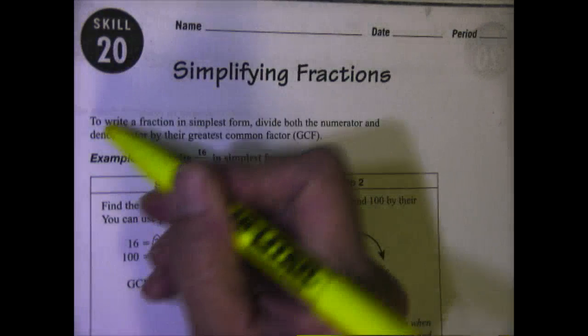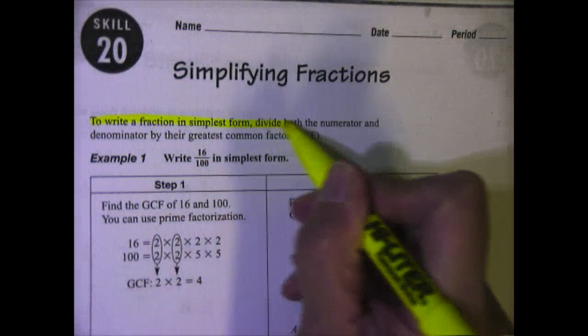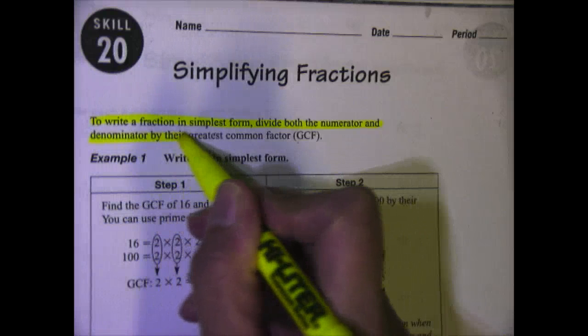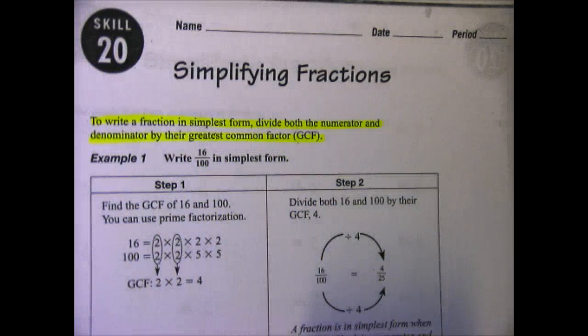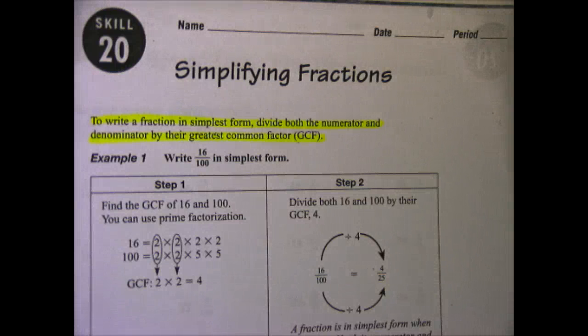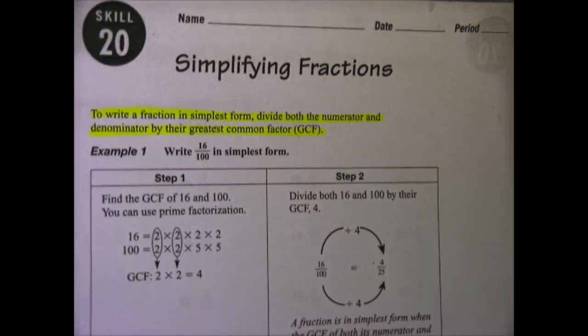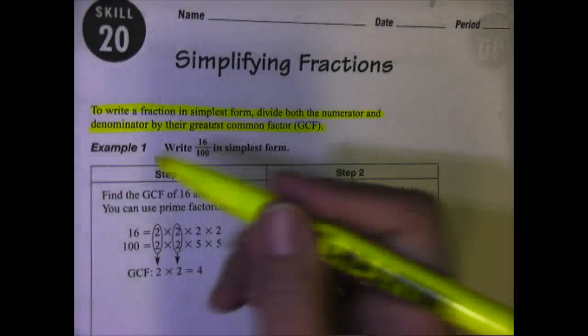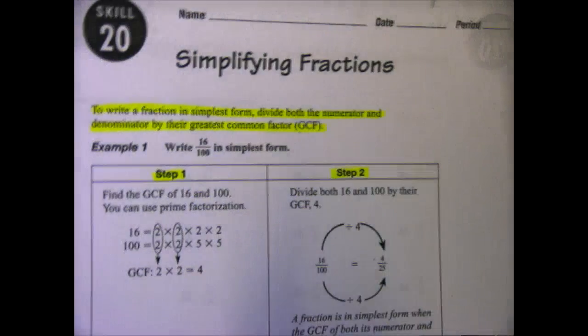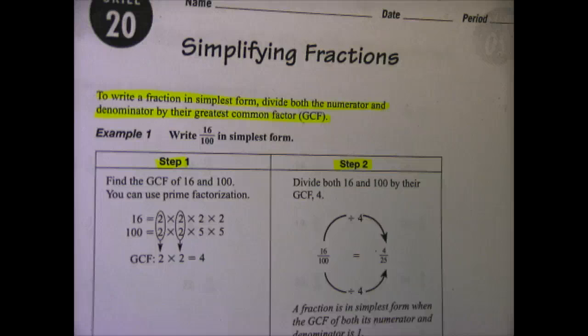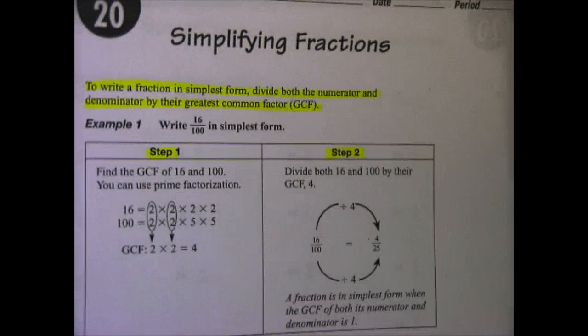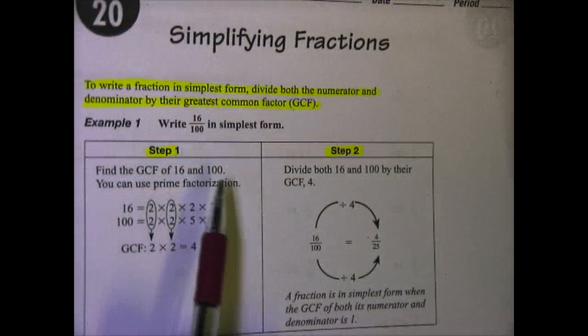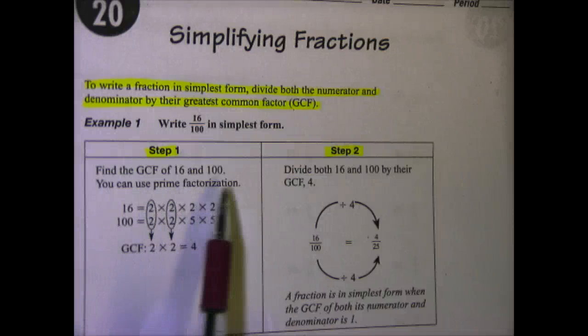To write a fraction in simplest form, divide both the numerator and the denominator by their greatest common factor, or GCF. Now there are different ways of finding the GCF. In this example, where we are writing 16 over 100 in simplest form, they show us the steps, and they show us one way to do GCF. I'm going to show you a couple of different ways here in just a second. So step 1, it says find the GCF of 16 and 100. To do that, you can use the prime factorization of the two numbers.